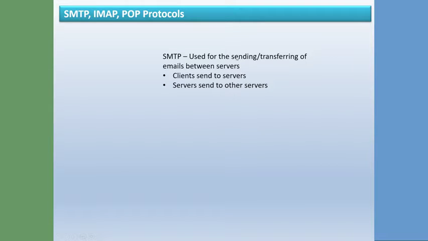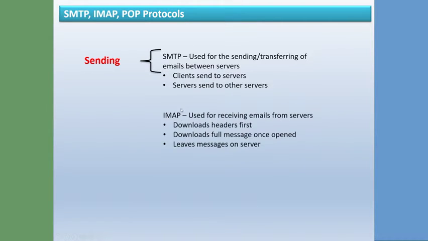Email protocols, we have three to be concerned with. So we have SMTP, Simple Mail Transfer Protocol. It's used for sending. So SMTP, S is for sending. It sends that email between servers, and it's also used for clients to send emails to their first server along the way, and then the servers transfer it across the internet to the destination. Okay, so that's for sending. IMAP is used for receiving.